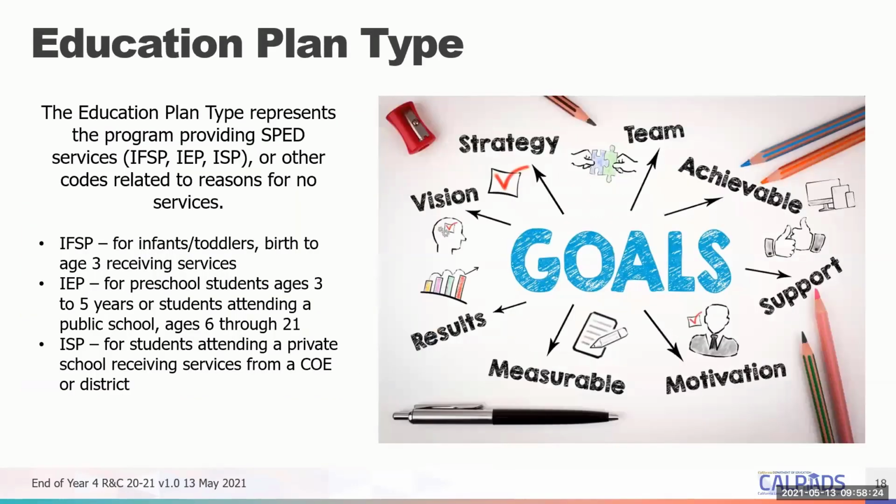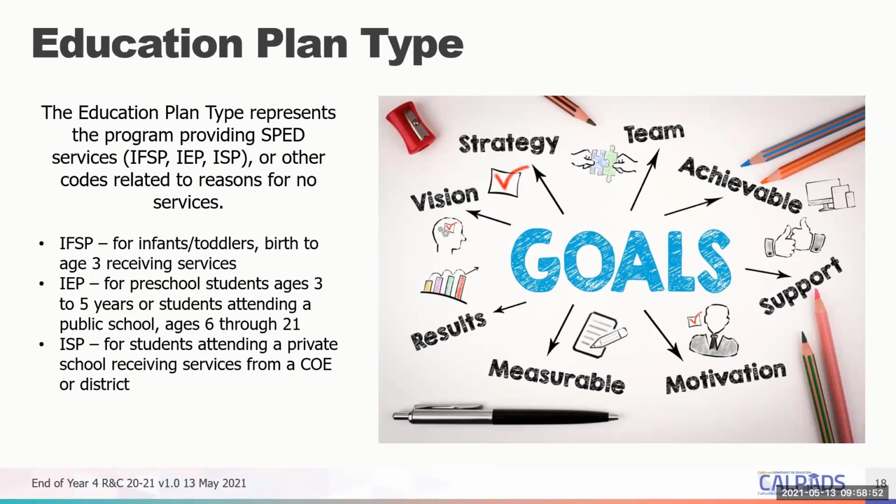And then you have your education plan type. Those are the different types of special education programs. Again, infants and toddlers are going to be covered under the IFSP. The IEP is for public school students receiving special education services. The ISP is for those private school students. And the education plan type really impacts how students are enrolled.